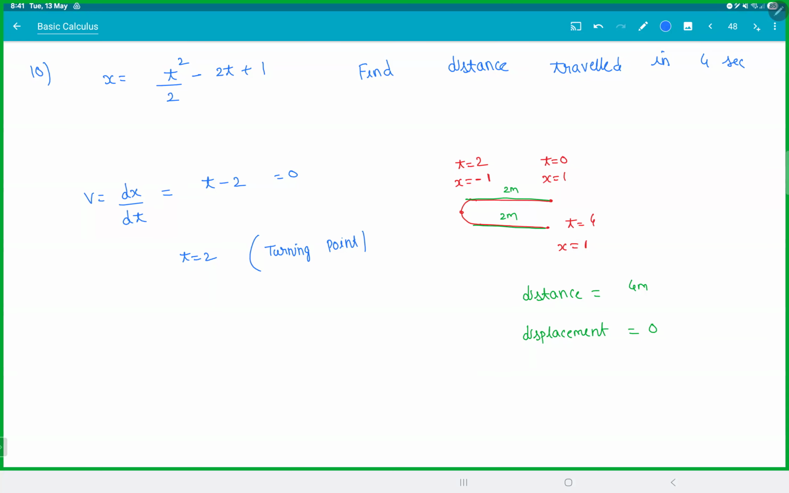Got something? Sir, how did you find out that the distance traveled is 2 meter exactly? From t0 to t2, how is the distance traveled 2 meter? You are going from 1 to minus 1, right? Yes, sir.